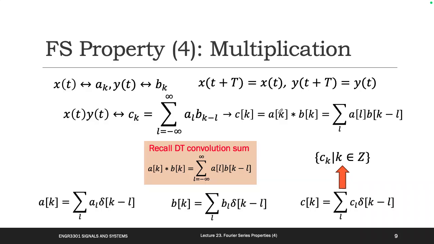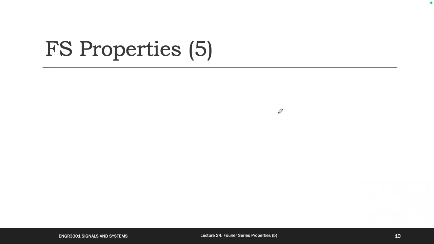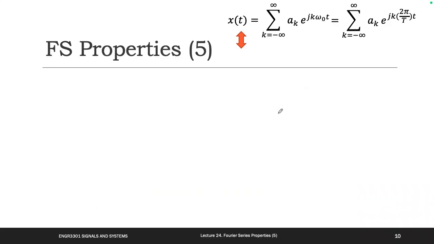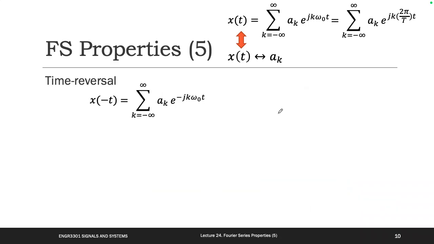Okay, and then let's review the last property. What's this equation's name? Signal synthesis, and then this is just analysis. Okay, the time reversal property: if you have a time-reversed signal, then you will have this equation, and you will find the FS coefficient is a_{-k}.